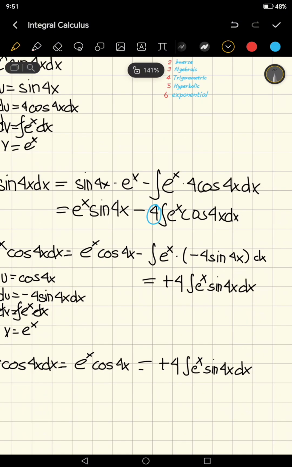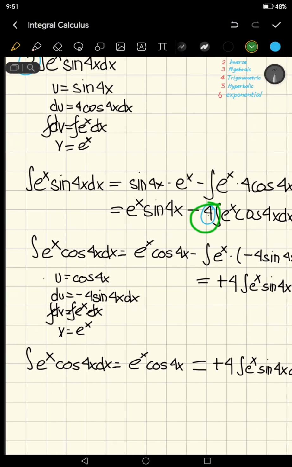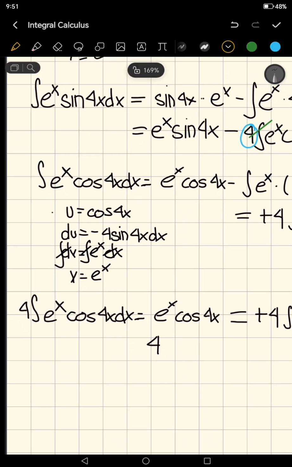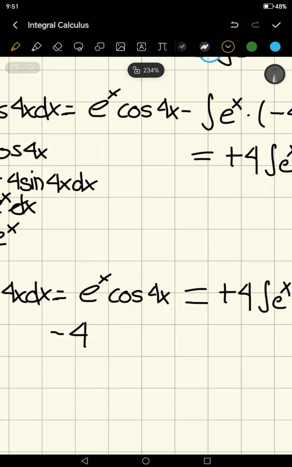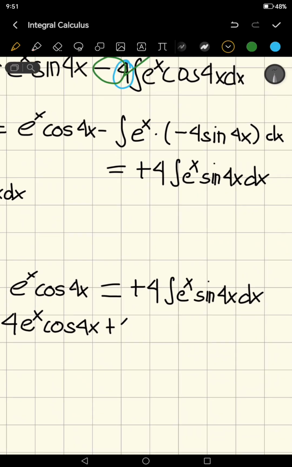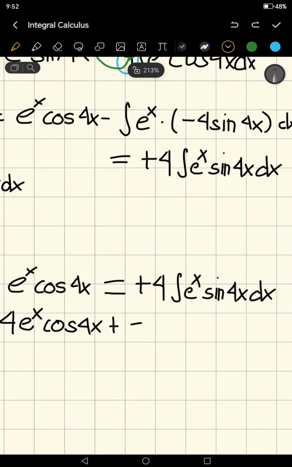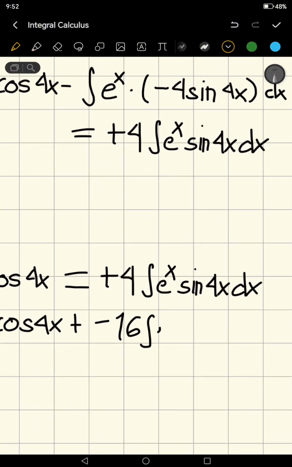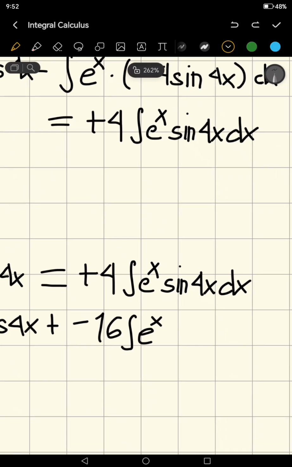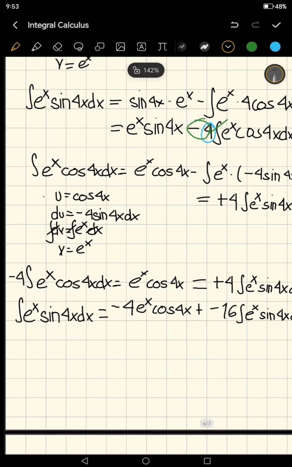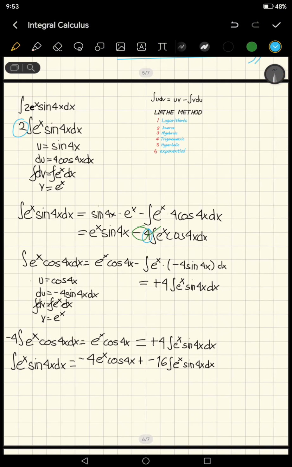Okay, so kunin na natin yung constant 4 na sinet aside natin earlier, then let's turn it back to the equation, or just simply distribute 4 onto the equation. So since it is a negative constant 4, the equation will become negative 4 of e raised to x times cosine 4x, and 4 times 4 is 16. But since negative yung isa, this will become a negative 16 times the integral of e raised to x of sine 4x dx.